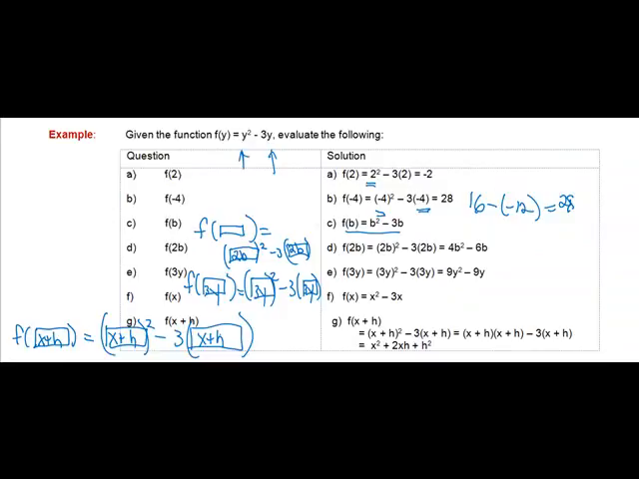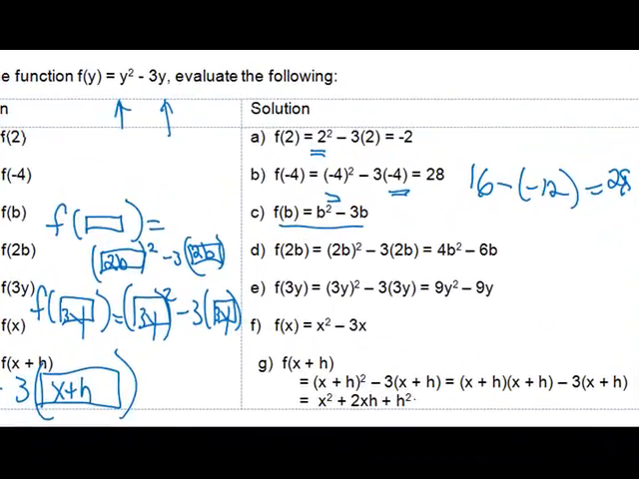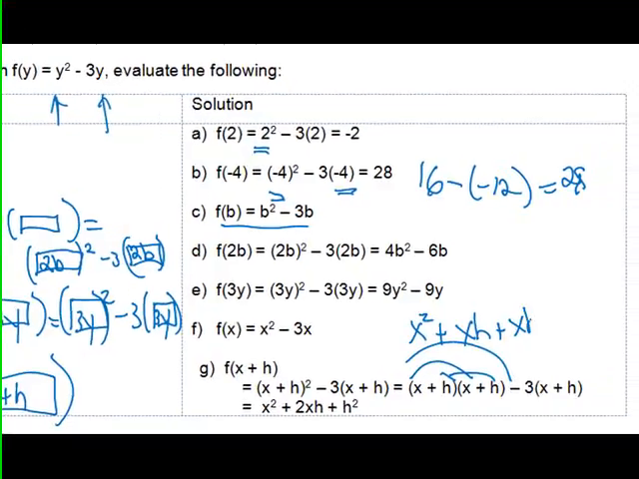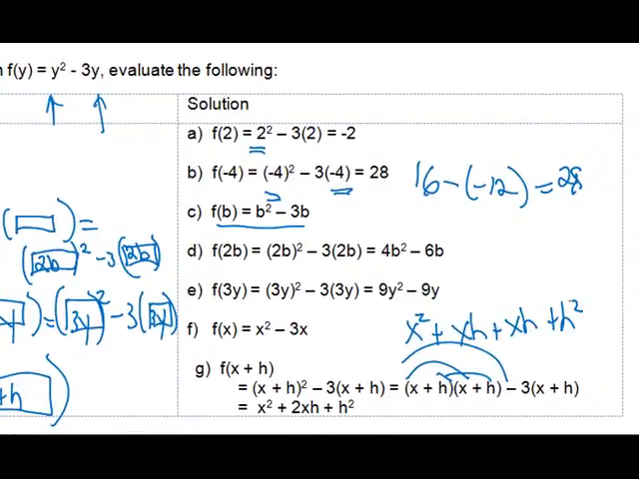So if we do this, we'll have x plus h squared, which is x plus h times x plus h, and then minus 3 times x plus h. And I started the math out here. I need to finish it off, but I've started the math. So what we have is x plus h times x plus h. Remember our old first, outer, inner, last piece? So if we do that, the firsts give us x squared, the outers give us xh, the inners give us xh, the last gives us h squared. So notice we get x squared plus 2xh plus h squared.